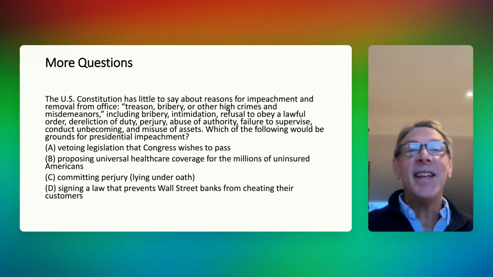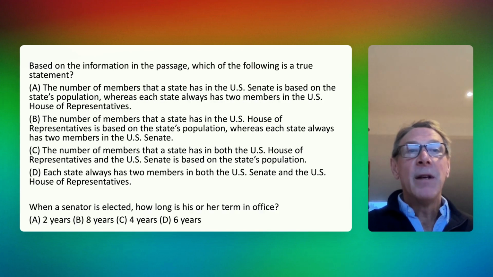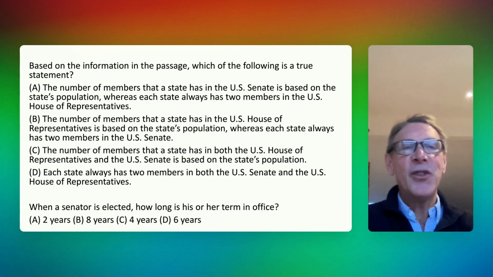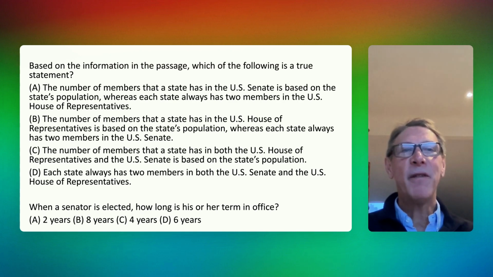And it says C. If you look on line 4 of it, perjury is included as a reason for impeachment. Sorry, I've got lots of questions, but I think it's important that we do lots of questions in this area so that you get a flavour for what you might get. Based on the information in the passage, which of the following is a true statement?